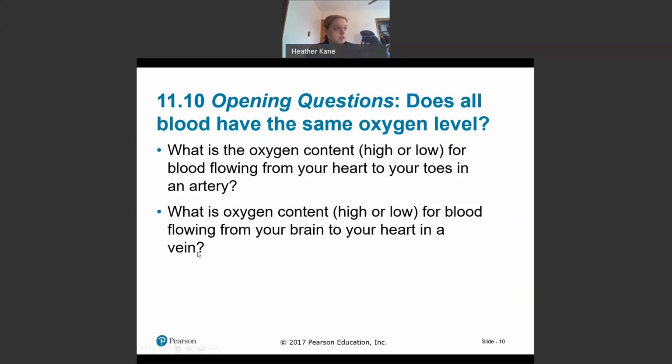So this is going to be blood that's flowing from your brain back to your heart. So it's leaving your brain. It's already been through those capillaries, and it's going back to your heart via a vein. So there's going to be a lot more oxygen in an artery than there is in a vein, because when it's already left your brain, it's going to have already used up that oxygen. It's already been through those capillaries.